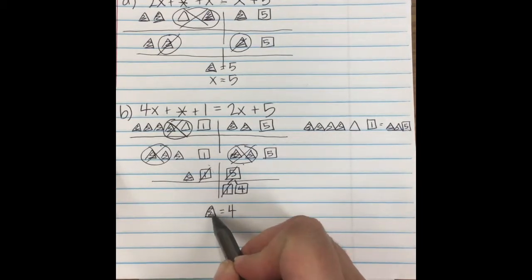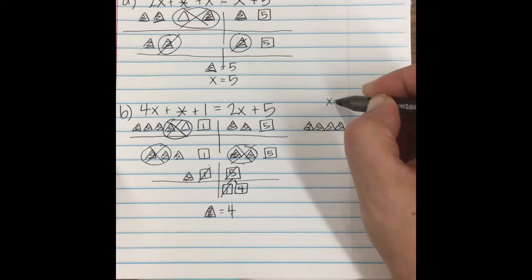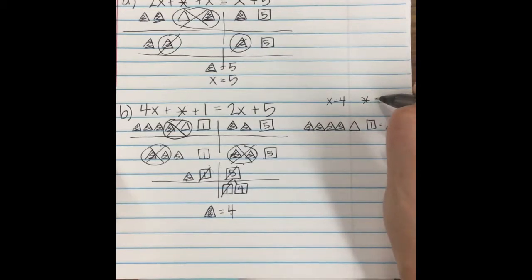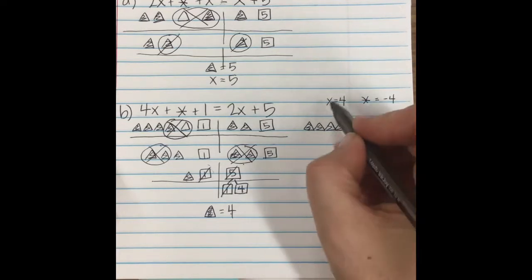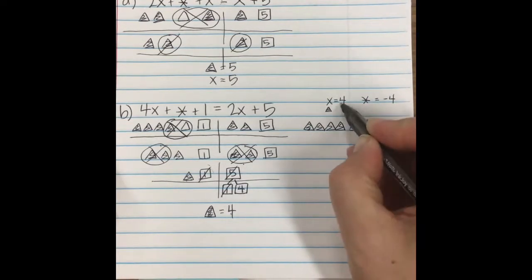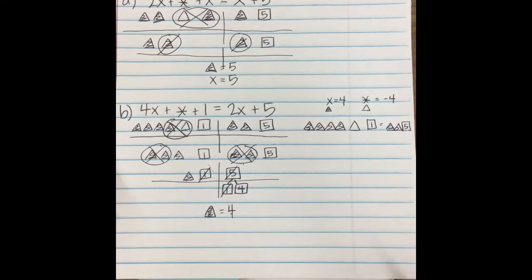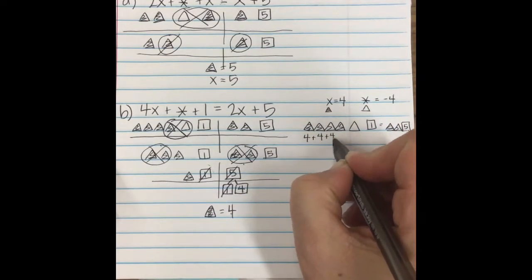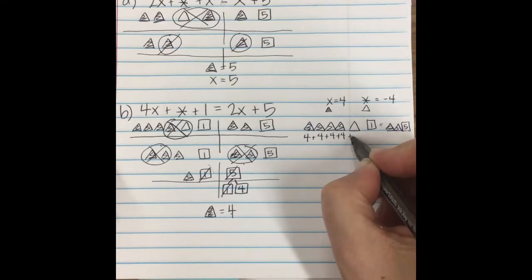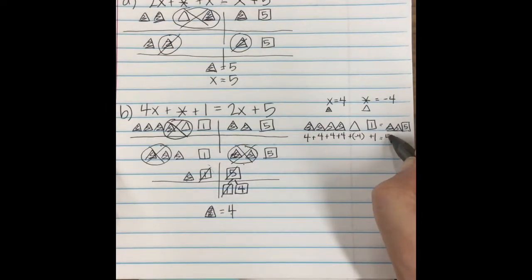So what I know, if my triangle is 4, when I'm substituting, if my x equals 4, my star equals -4. So wherever I see an x or a shaded triangle, I can put a 4. Wherever I see a star or an unshaded triangle, I can put a -4. So here I would have 4 plus 4 plus 4 plus 4 plus -4 plus 1, and that should be equal to 4 plus 4 plus 5.